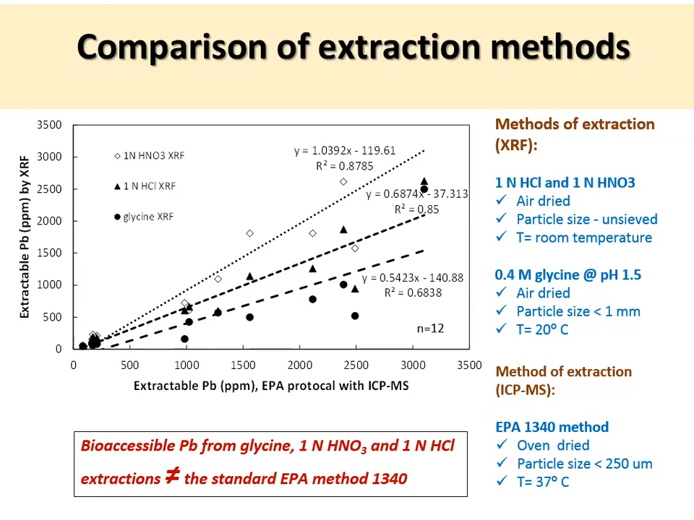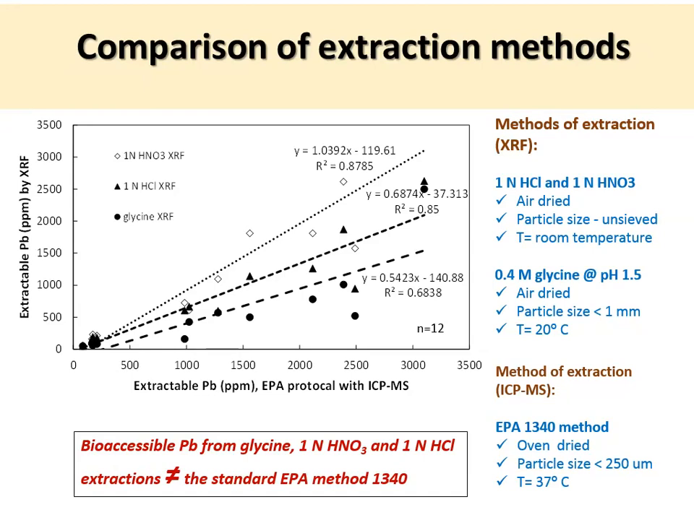So EPA protocol is the oven dry soil that is sieved through 250 micrometers, and particle size is very small, and it is usually shaken on a rotator or shaker for at least an hour at 37 degrees. At 0.4 glycine solution, our proposed method is a pH 1.5. The samples were air dried, sieved through 1 millimeter size, and temperature is room temperature, trying to mimic the conditions you can do in the field to make it easier to work with.